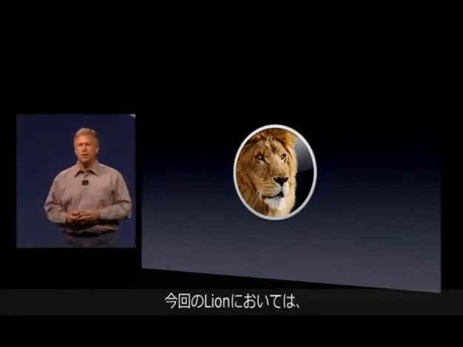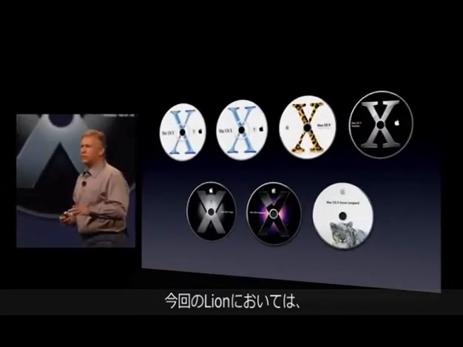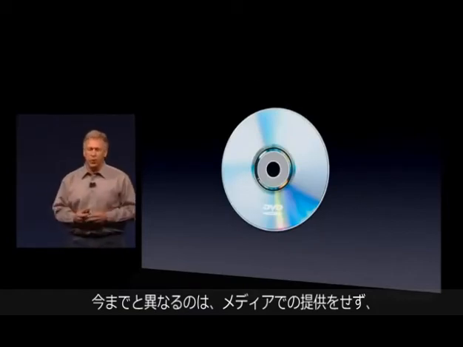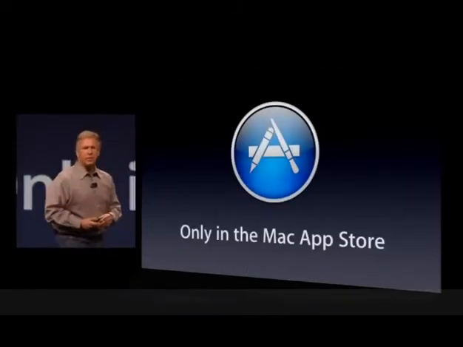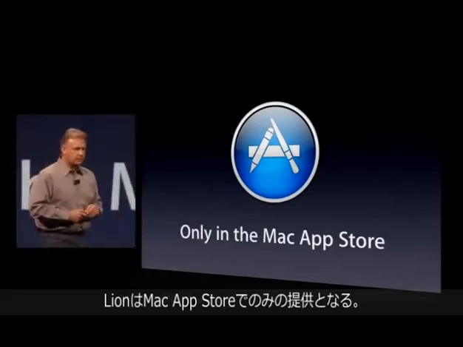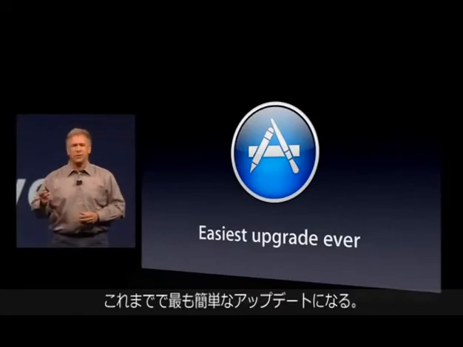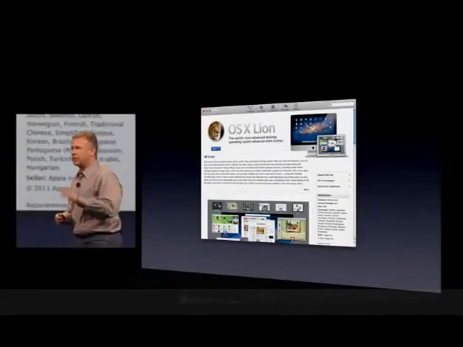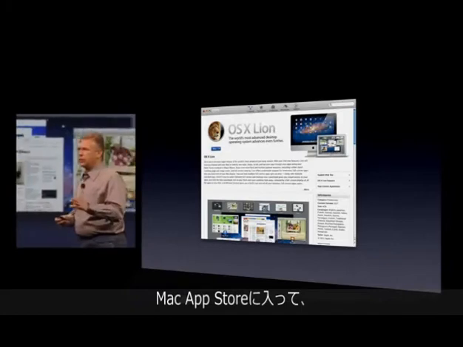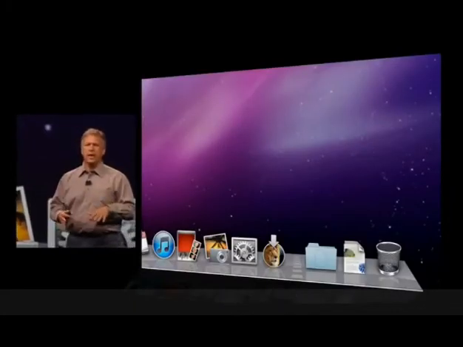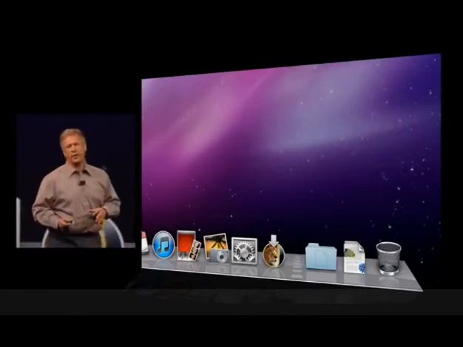So how are we going to get it? Well, in the past, one thing every version of Mac OS X has shared in common is it came on an optical disk. No more. Now, Lion will be available only in the Mac App Store. And that allows us to make it the easiest upgrade you have ever seen. When it's ready, you'll go into the Mac App Store, and you'll see a page there where you can read about it, see screenshots, read reviews, and when you're ready, click Buy. And it downloads right onto your Mac and starts the upgrade process right there.